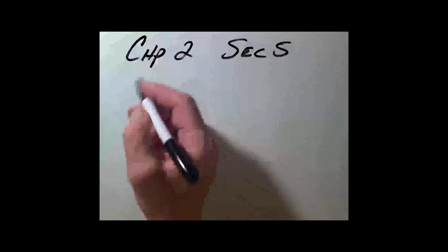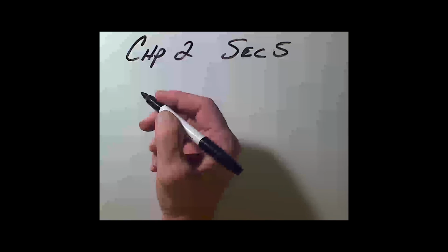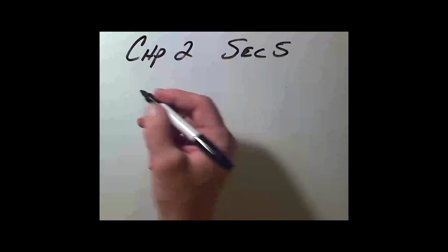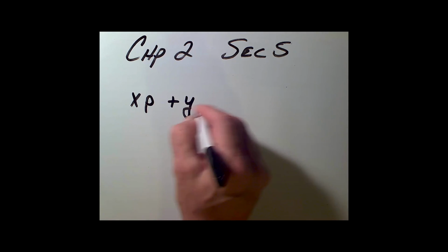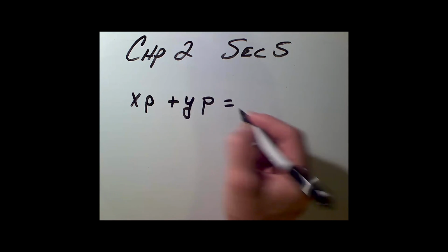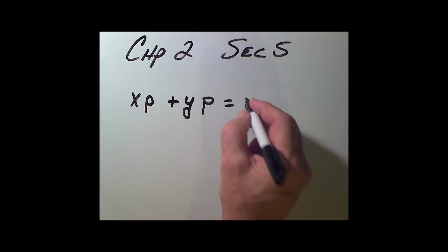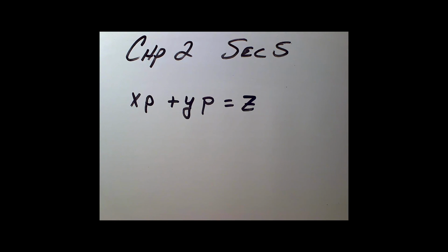Let's try this one here. Let's try xp plus yp equals z. All right? Uh-oh. How do we add an xp and a yp? Well, we can't. Those are two separate variables, right? They're two completely different numbers, but they do have a p in common.